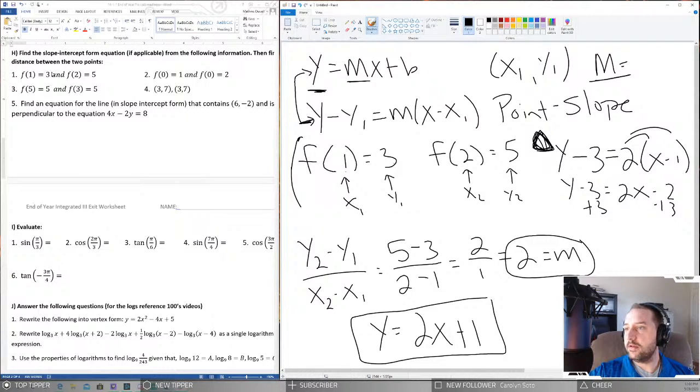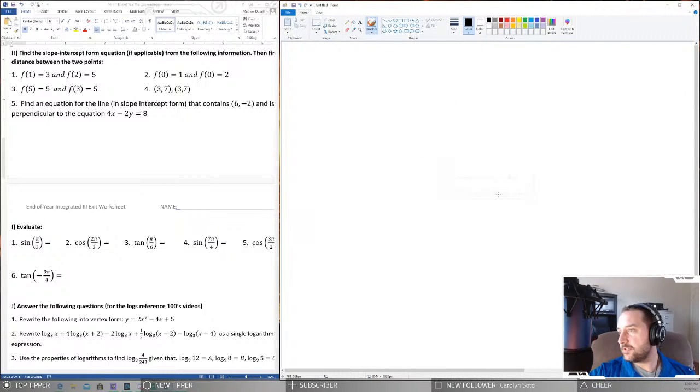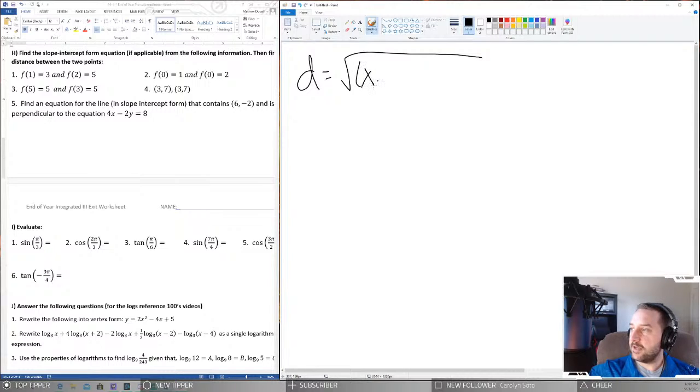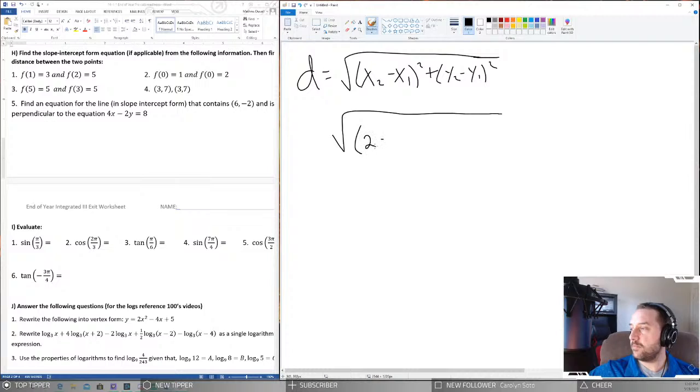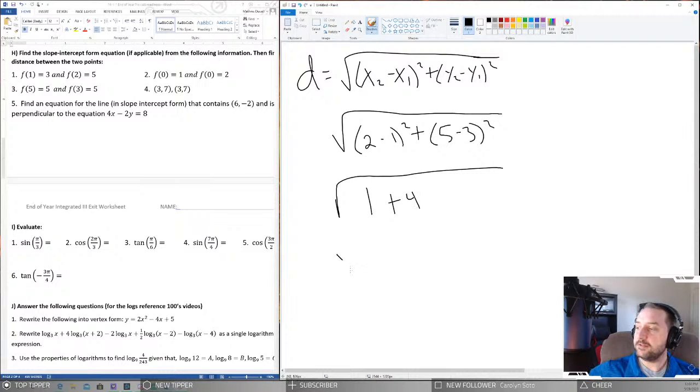All right, second piece, it says, then find the distance between the 2 points. So we're going to use the distance formula: the square root of x2 minus x1 squared plus y2 minus y1 squared. So 2 minus 1 squared plus 5 minus 3 squared. 2 minus 1 is 1, 1 squared is 1. 5 minus 3 is 2, 2 squared is 4. So you're going to get the square root of 5, and that is the distance.